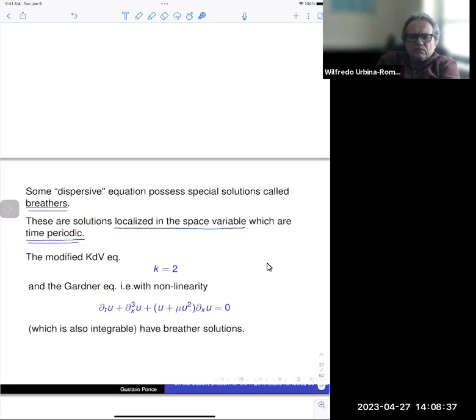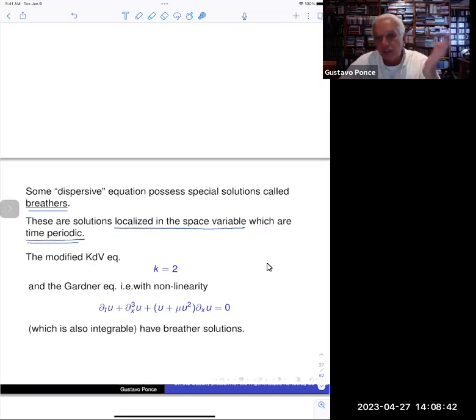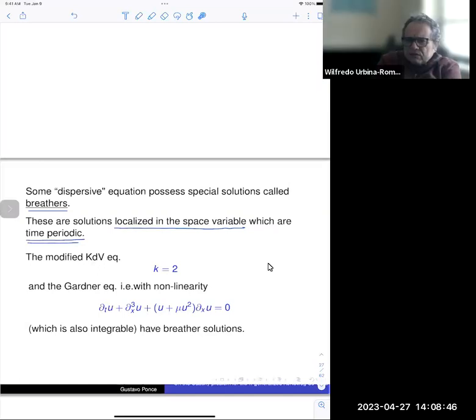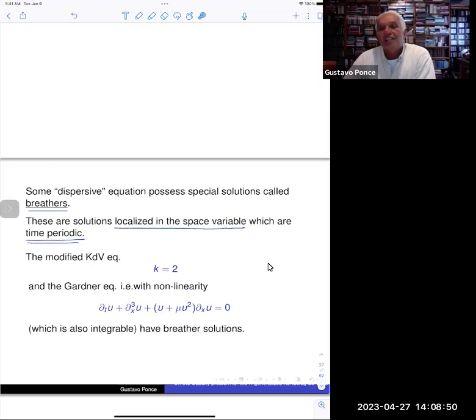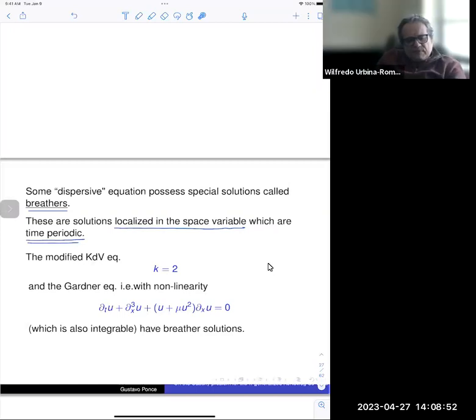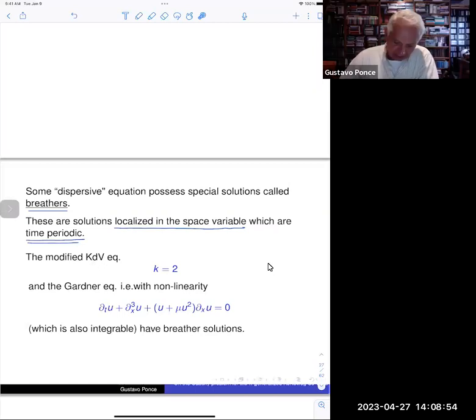Sorry, you say they are integrable? Yes, they can be solved by the inverse scattering method. But they are not completely. They are the only ones that are known to be. Known to be, right, I'm sorry. Okay.